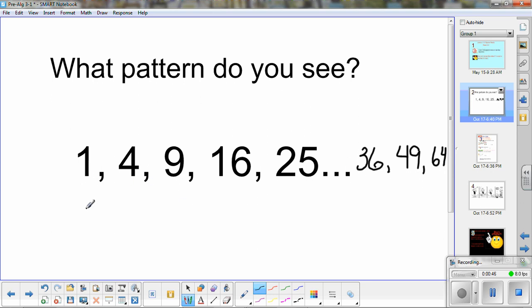This number right here is 1 squared. This number is 2 squared. This one is 3 squared, 4 squared, 5 squared, and then it would be 6 squared, 7 squared, 8 squared, and so on.